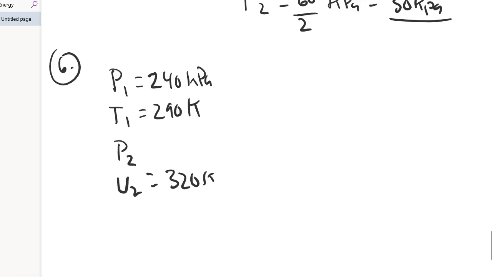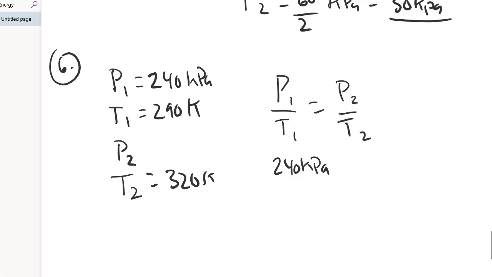This is really interesting because tires actually will have a problem. If the temperature increases, then the pressure has to increase too. I used volume there. I'm going to fix that. This is T2. So we have our equation, which is P1 over T1 equals P2 over T2. Again, we put in what we have, 240 kilopascals, divided by the first temperature, which would be 290 Kelvin, equals P2 divided by 320 Kelvin.